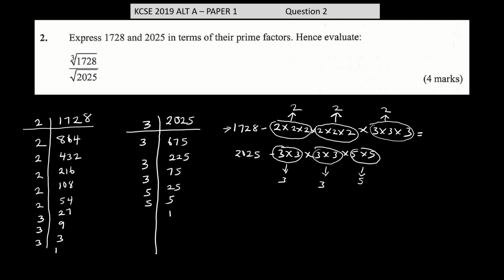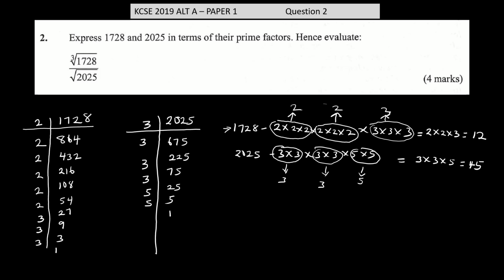So the cube root of 1728 is going to be these numbers multiplied by themselves. This is 2 times 2 times 3, and the answer to this is 12. And over here is going to be 3 times 3 times 5, and the answer to this is 45. So the cube root of 1728 is 12, while the square root of 2025 is 45.